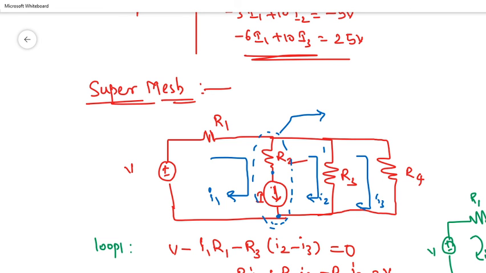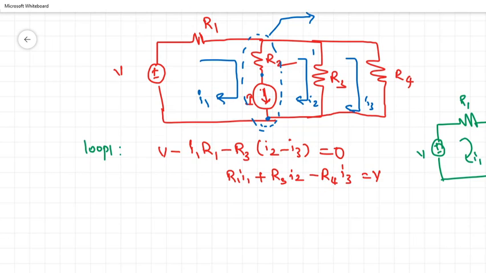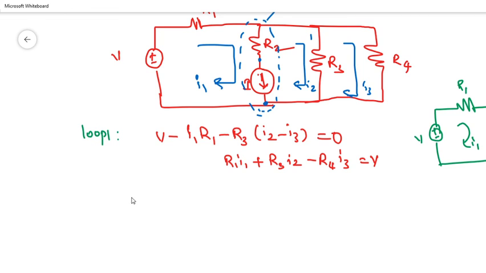So write the loop 2 equation here. Whenever we write the loop 2 equation, loop 2 is nothing but the one having only 2 resistors, which are R3 and R4. So what is the R3 current? We are considering the second loop, right? So we need to consider I3 first. So R3 into I3 minus I2 minus R4 into I3 is equal to 0.